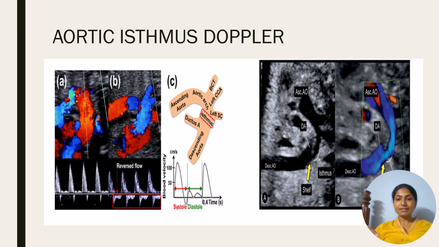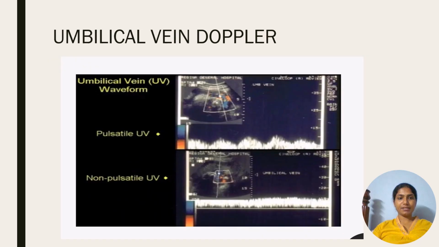If there is reversal of flow in the aortic isthmus, that means the baby is going into impending distress. The baby might go into death; it is called a pre-terminal event. The baby might succumb in 1 or 2 days. So it is a very important factor. This is the last Doppler, which gives us the immediate signal for termination of the pregnancy.